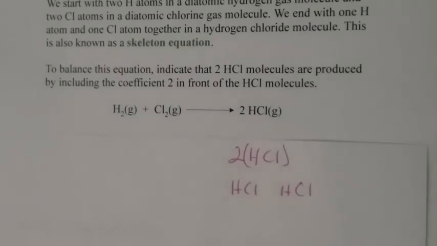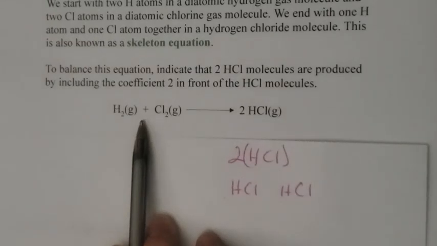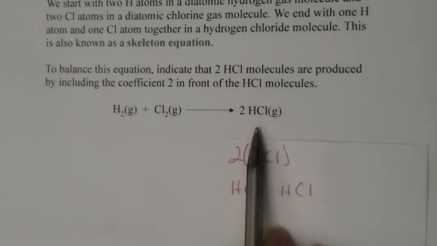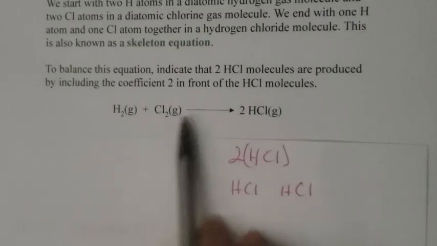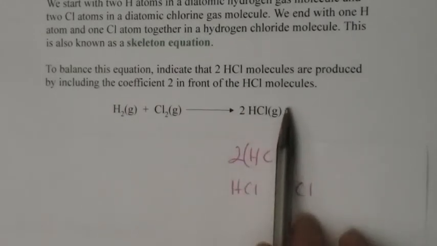So the law of conservation of mass basically states that the total mass before the reaction equals the total mass after the reaction. What that leads us to believe is that the total number of atoms in the reactants equals the total number of atoms in the products. So when I have one of these react with one of these, it actually produces two of these.